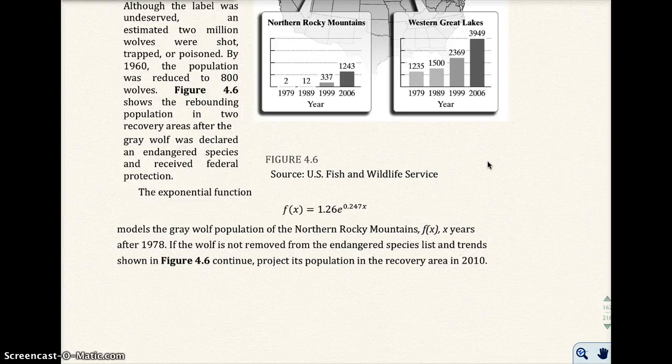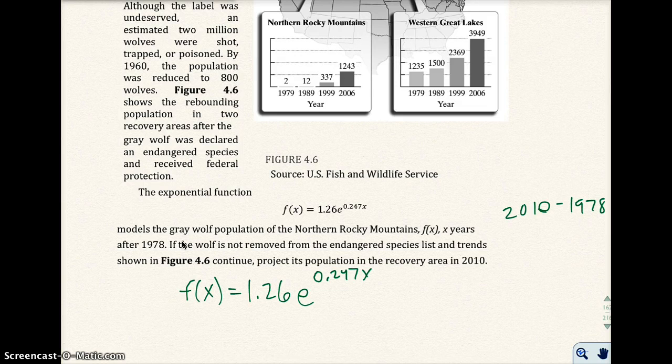Okay, so let's look at this function f of x equals 1.26 times e to the 0.247x. And we want to figure out the population in 2010. Well, x represents the years after 1978. So 2010 minus 1978 gives me 32. So x would be 32. So f of 32 equals 1.26 times e to the 0.247 times 32.